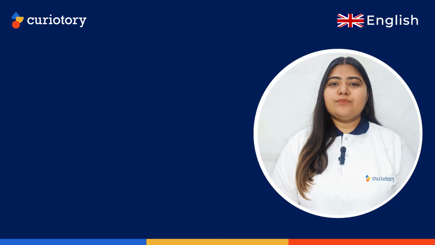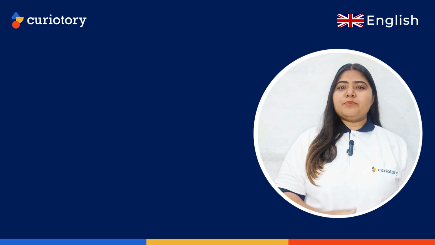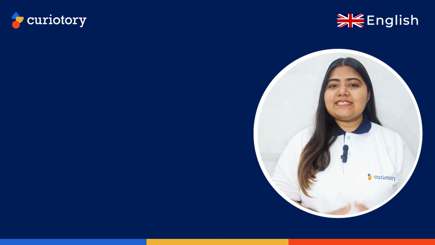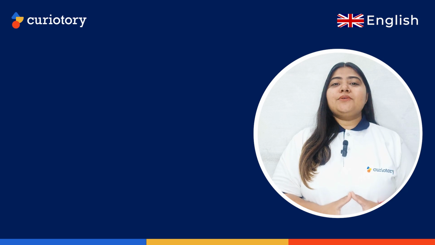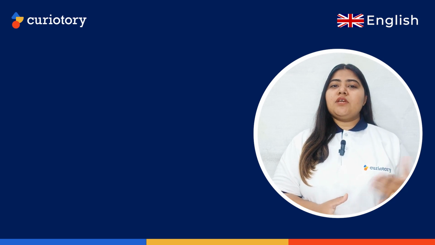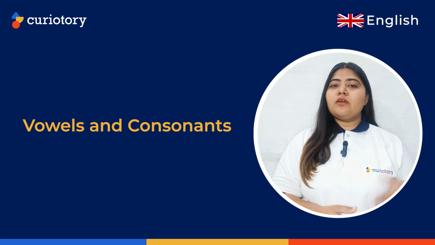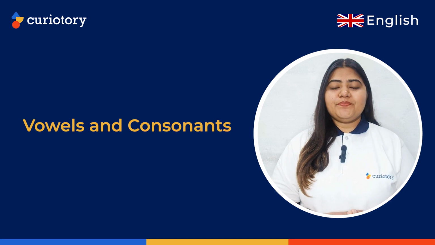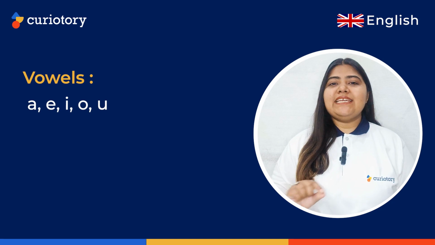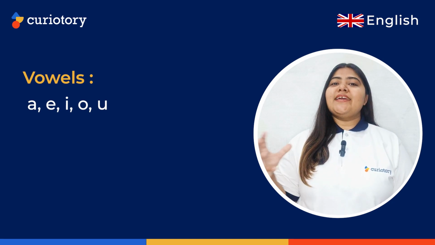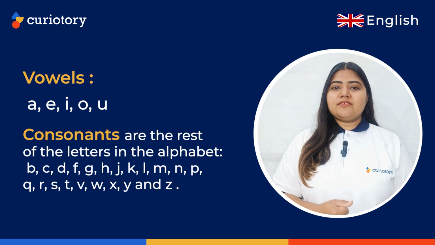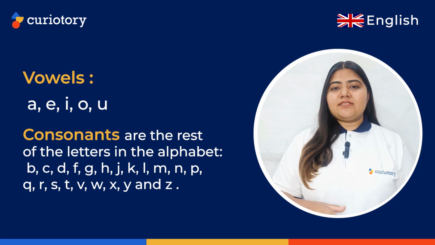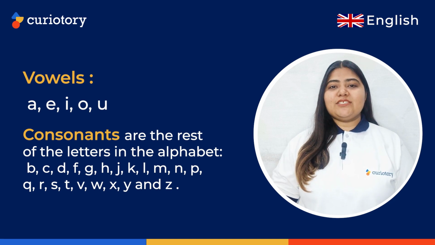Now in English, we have covered the part of the alphabet. The whole alphabet series is A to Z. Of course we know that. So in the alphabet, we have the division of vowels and consonants. Vowels are A, E, I, O, and U. Consonants are all the other 21 letters in the whole series of the alphabet.